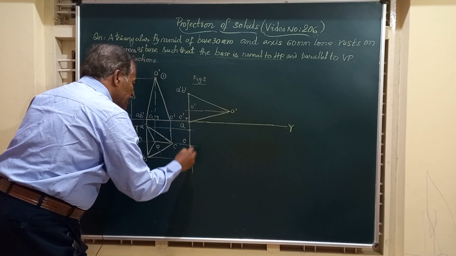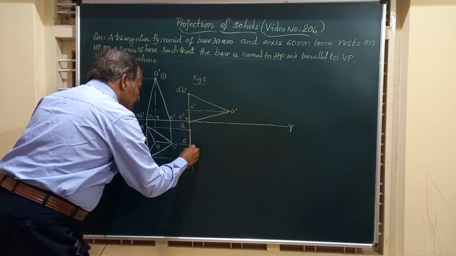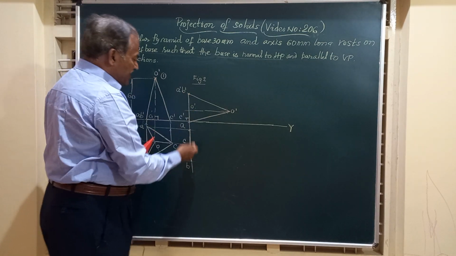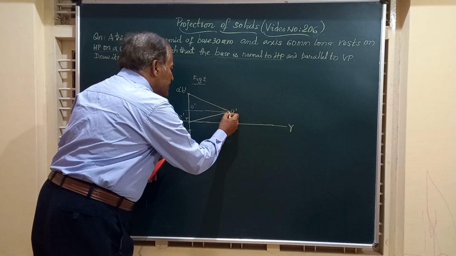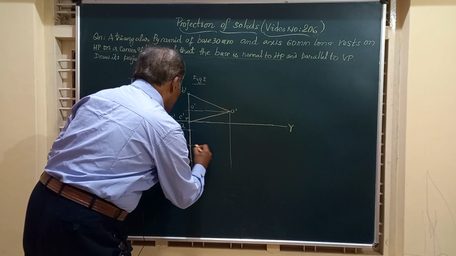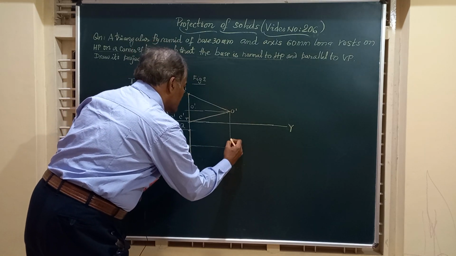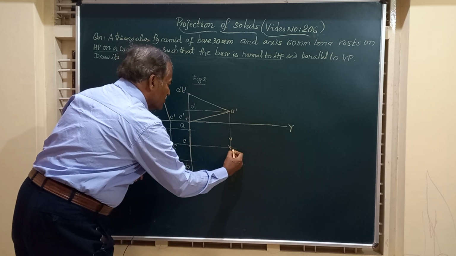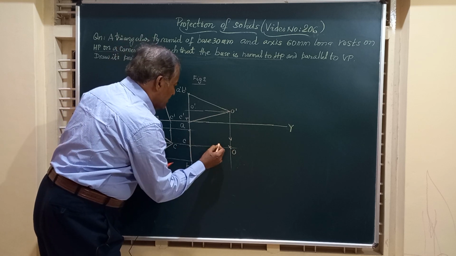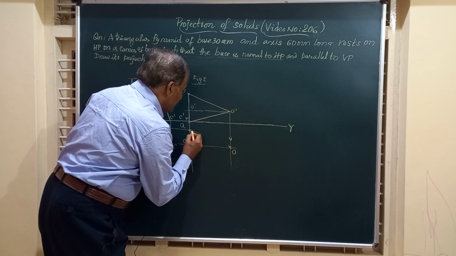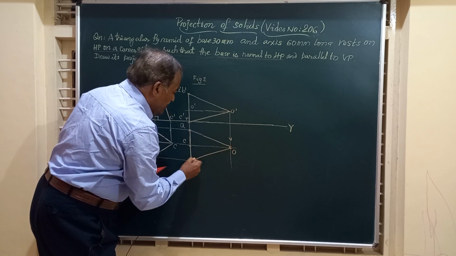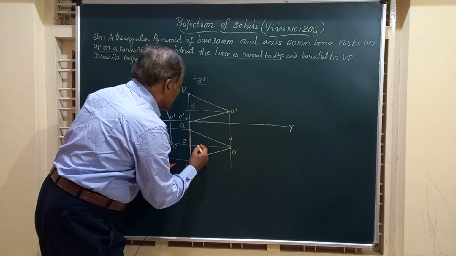Friends, if we join a, b and c, this line will represent the base of the solid of the pyramid in the top view. So let us get this point o, draw a vertical line from o, a horizontal line from here. The point of intersection of these two will give you o, the vertex. So join the vertex to all the corners of the base. So we will join o to a, o to b and o to c.